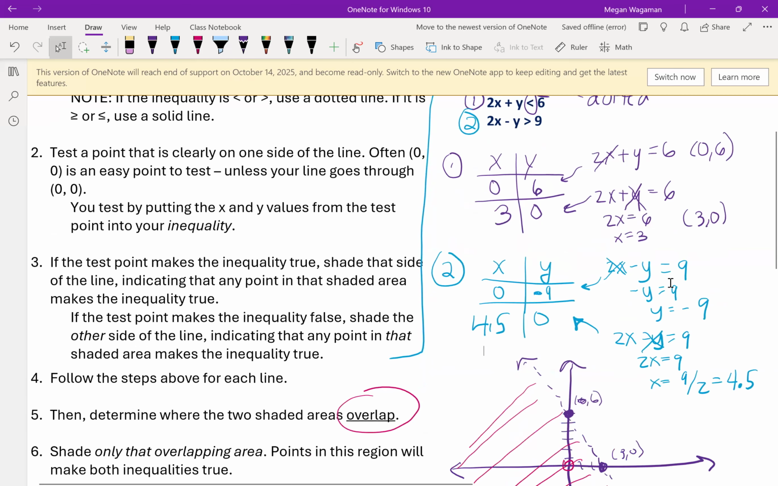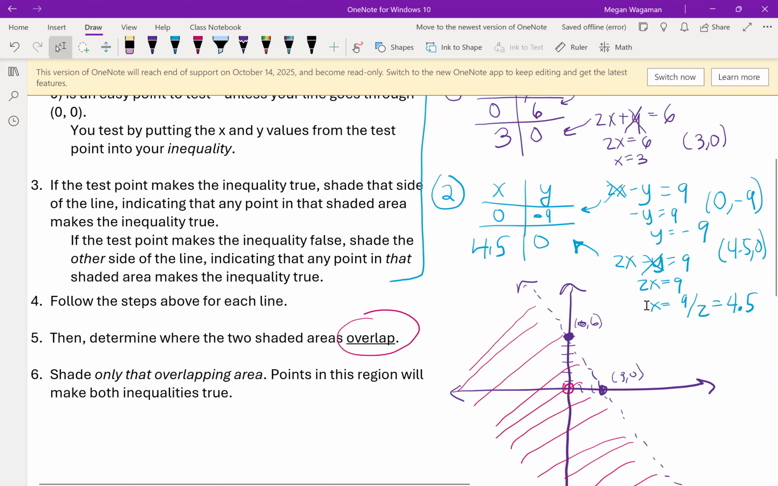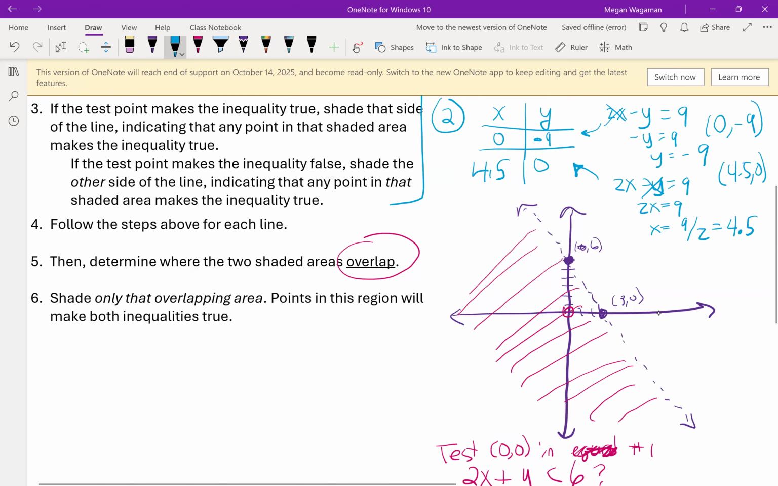So now I can plot these 2 points. So I've got (0, -9) and (4.5, 0). So I'm going to plot those on here. So I need to go down to negative 9. So 1, 2, 3, 4, 5, 6, 7, 8, 9, we'll say is approximately there.